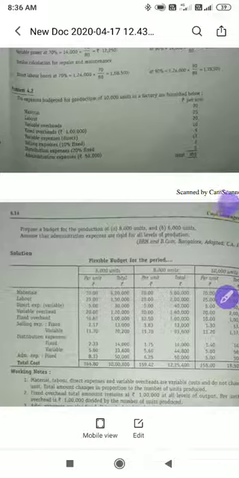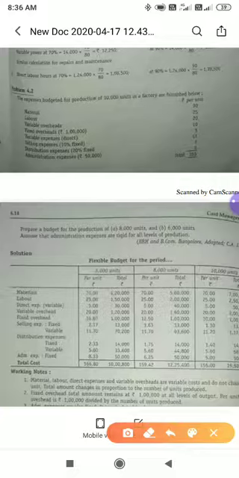Hello everyone. So in the next video we will discuss question number 2. This is also relating to flexible budget. Now look at here. The expenses budgeted for a production of 10,000 units in a factory are furnished below. They have given the details for 10,000 units.